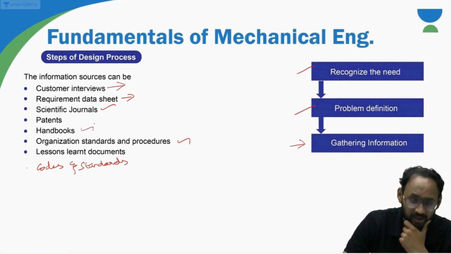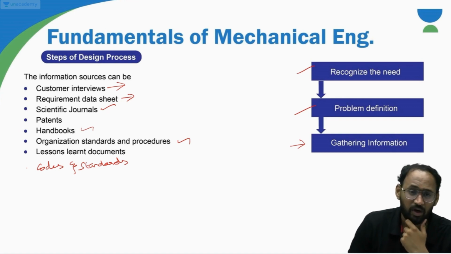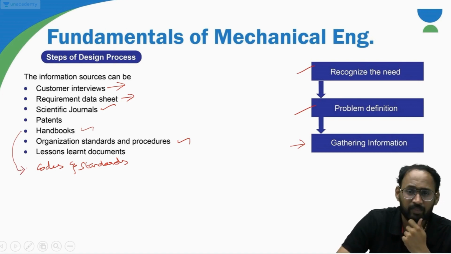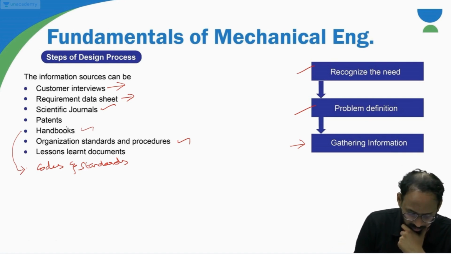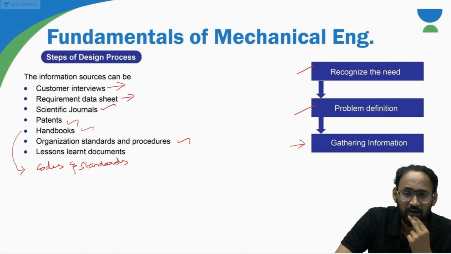Handbooks can also be design handbooks, or could be linked to the codes and standards. It could be various design handbooks which you have to refer to for designing. Patents, your organizational patents, would also be a rich source of information, or other competitive patents would also give an insight into what you should not do in design.